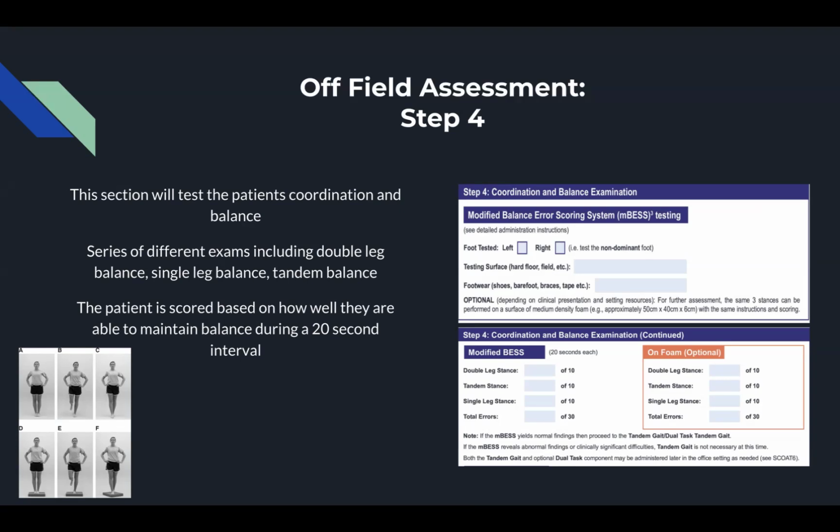Once you found that out, you indicate by checking the box. You also indicate what testing surfaces you're using and what footwear is being worn. Moving on to the actual exam.